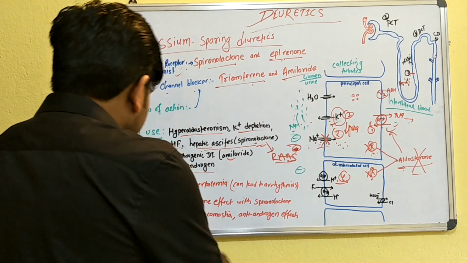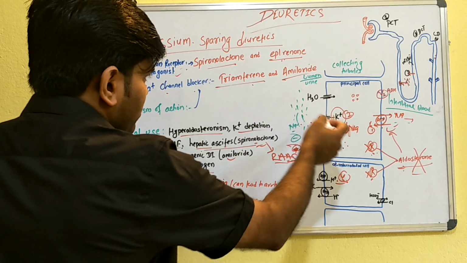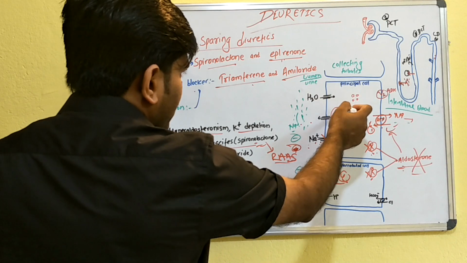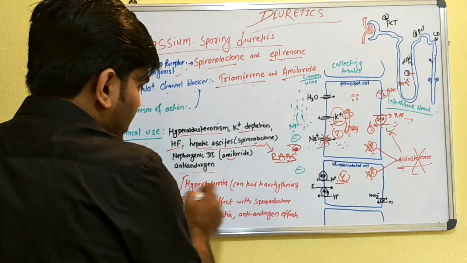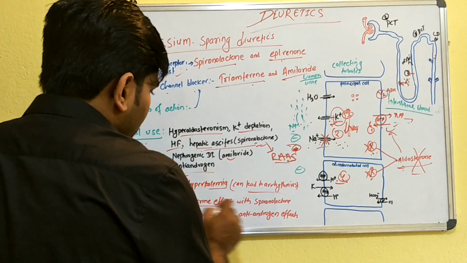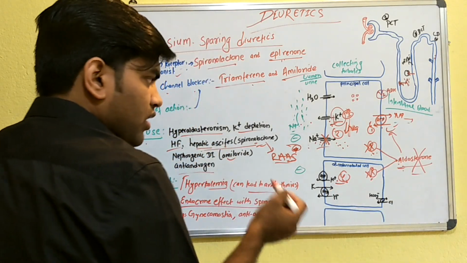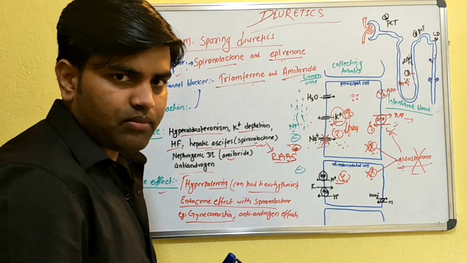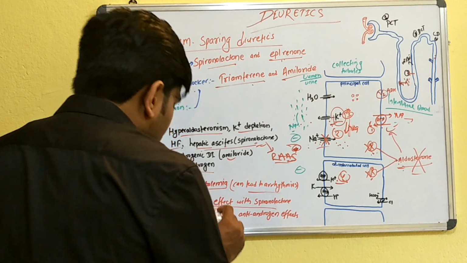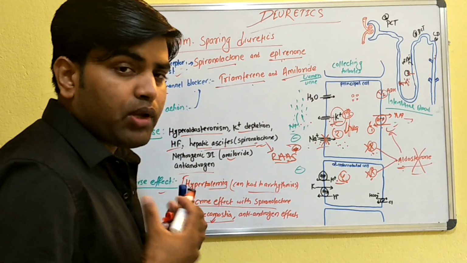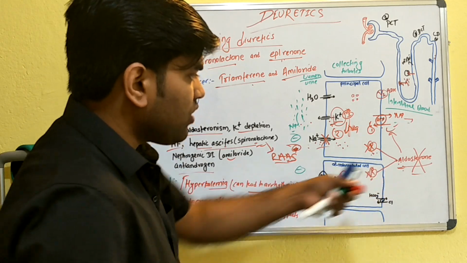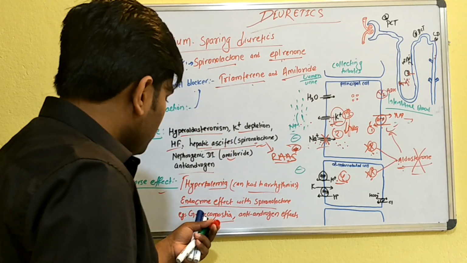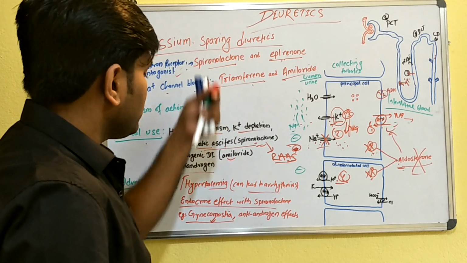Okay. Now coming to the adverse effects. Obviously, if you are not excreting potassium in your urine, then your potassium will sometimes increase, and that will lead to hyperkalemia, which can lead to arrhythmia. There will be endocrine effects with spironolactone. This is a steroid group of drug, so there will be gynecomastia and anti-androgenic effects. This gynecomastia is very important. Why important? Because this is actually very painful gynecomastia, and it is a characteristic of the aldosterone antagonist, that is spironolactone.